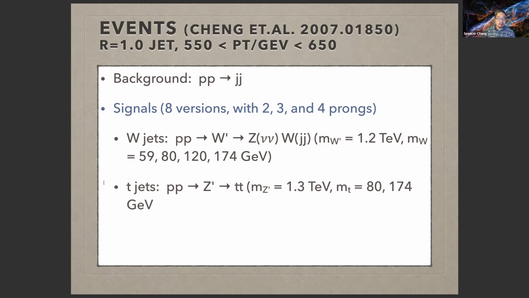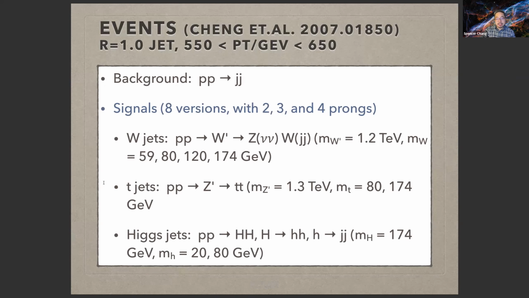So that's the 3-prong one. And then the Higgs jets, which is actually very beyond-the-standard-model-like, because you produce a pair of these heavy Higgses, the capital H. It decays into 2 light Higgses, and those light Higgses decay into 2 jets, 2 quarks. So the heavy Higgs mass is 174 GeV, and the light Higgs mass is either 20 or 80.